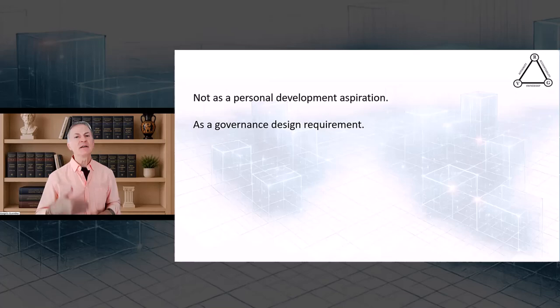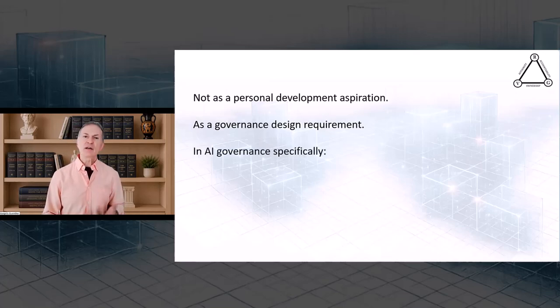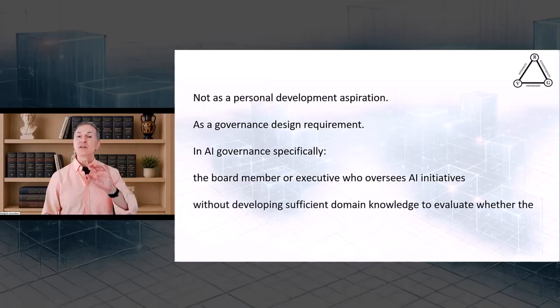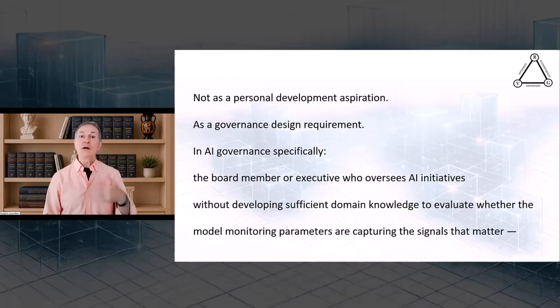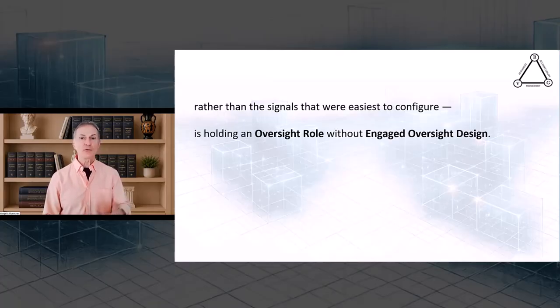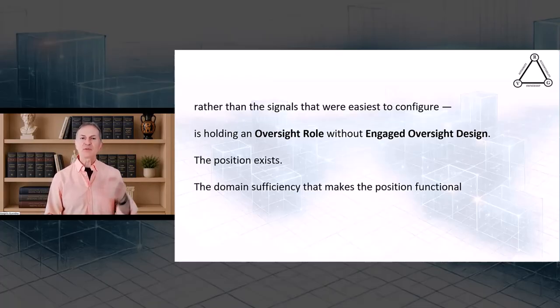In AI governance specifically, the board member or executive who oversees AI initiatives without developing sufficient domain knowledge to evaluate whether the model monitoring parameters are capturing the signals that matter, rather than the signals that were easiest to configure, is holding an oversight role without engaged oversight design. The position exists. The domain sufficiency that makes the position functional has not been designed.